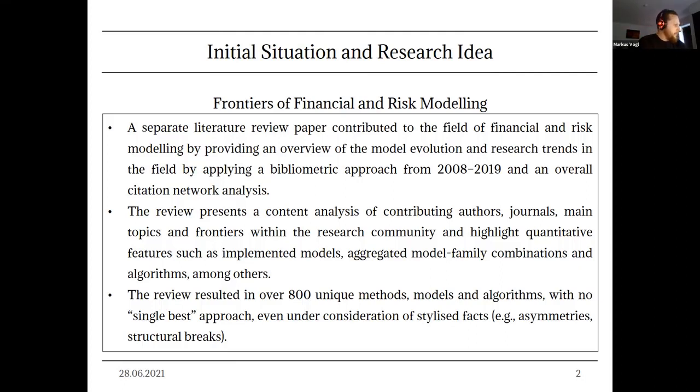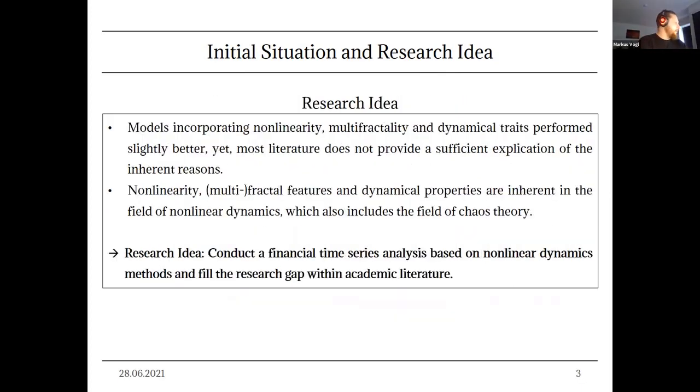And our review resulted in over 800 unique models, methods, and algorithms, with the huge result that there is no single best approach in financial and risk modeling, even under consideration of stylized facts like structural breaks, asymmetries, and so on. So what does it mean? We made one major insight: models incorporating nonlinearities, multifractality, and dynamical traits performed slightly better than the other models under consideration. But all the research we read did not really provide an explanation of why nonlinearity and fractality provide better results.